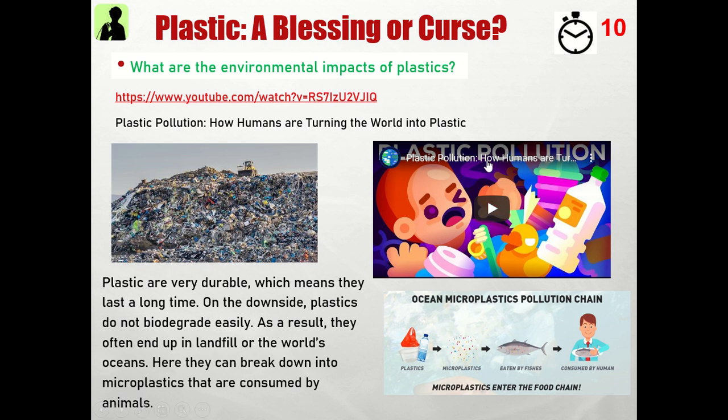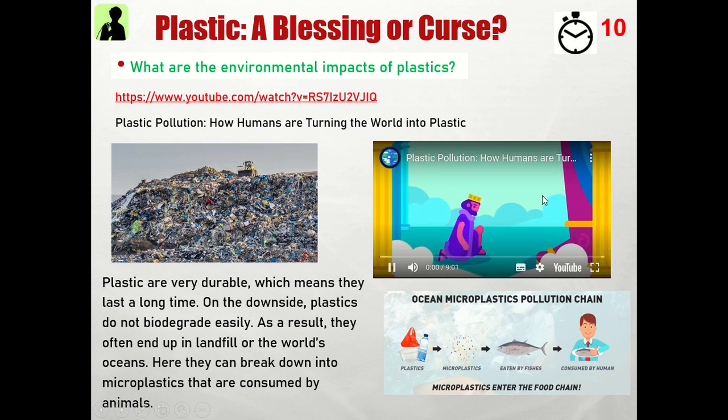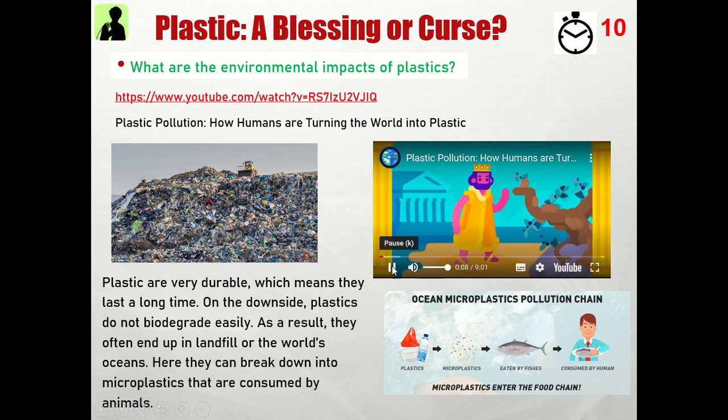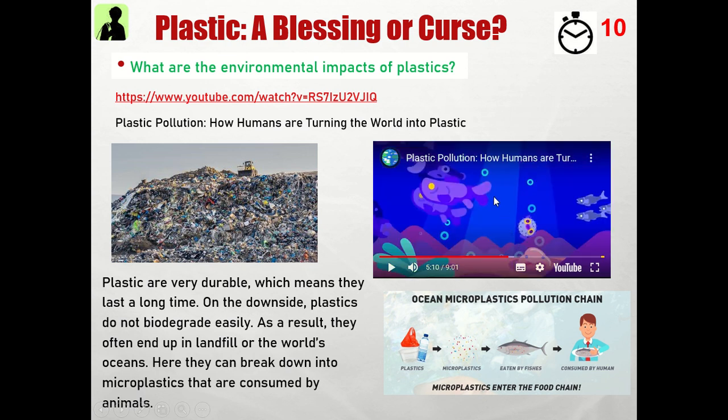Now, if you can, I want you to search for this video, Plastic Pollution: How Humans Are Turning the World into Plastic. Once you get into it, you'll see how plastics actually end up in the food chain, because when they break down, they turn into microplastics, which are eaten by fish, and then we eat the fish. So there's an environmental impact.